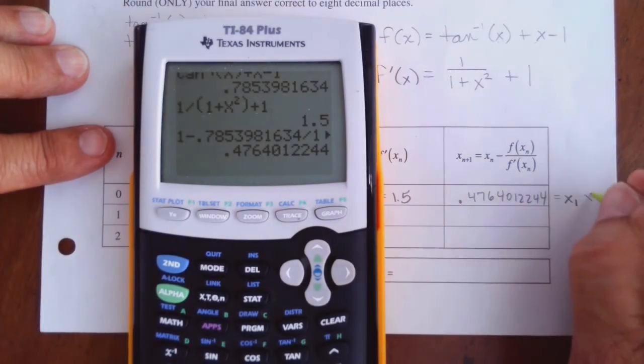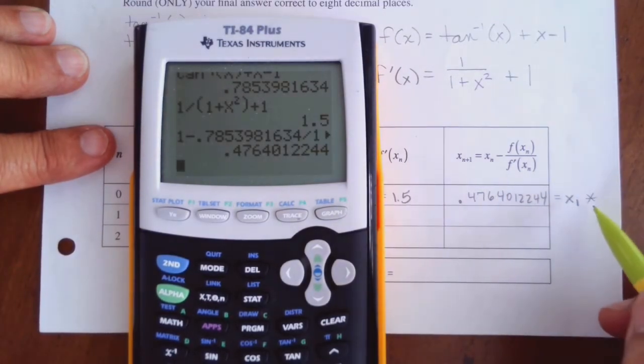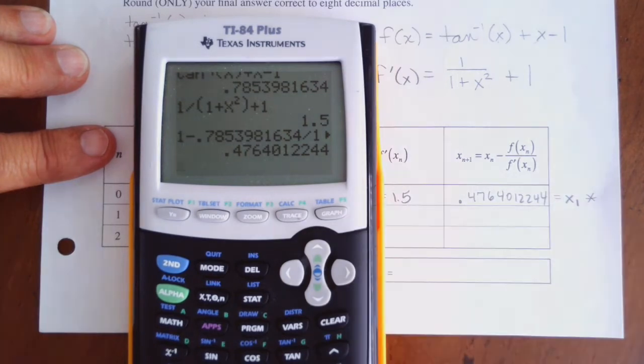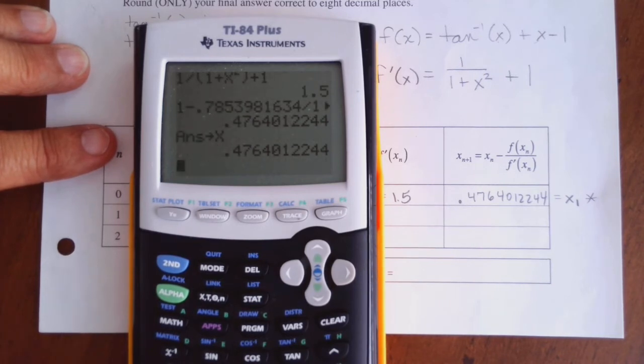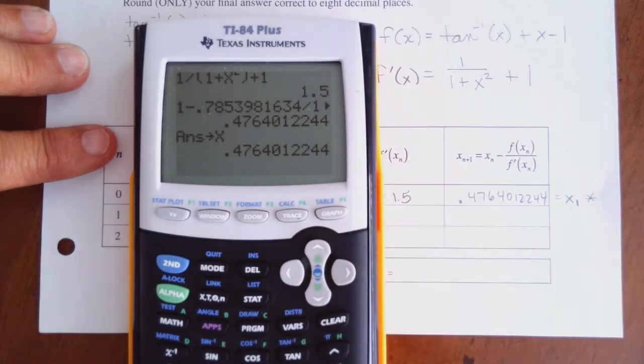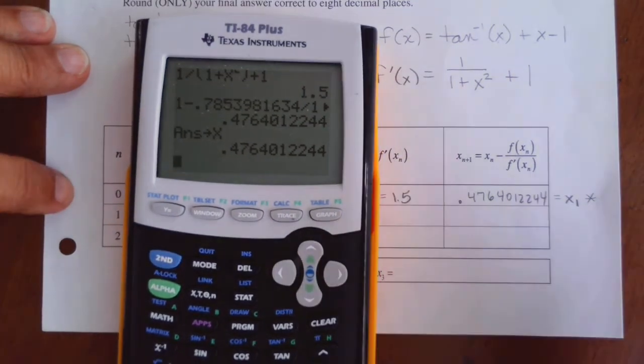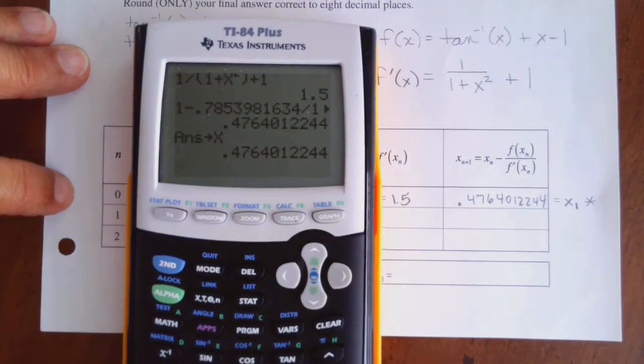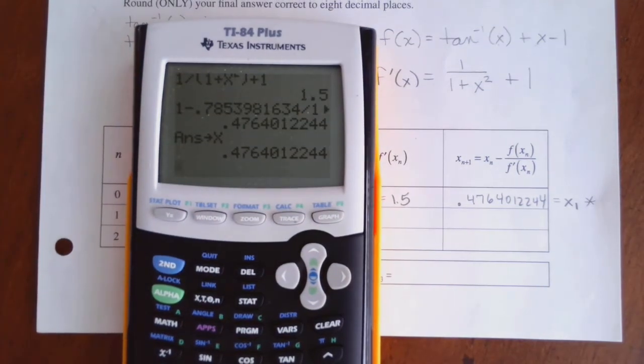So put a little note here and write, don't forget to store it if you're going to use this method. So I'm going to hit store again, X again, and now I'm going to hit enter. So now my X is this. Now, even nicer, I don't have to keep typing these in because they're already up in there.